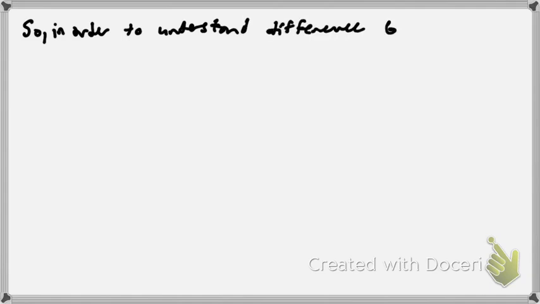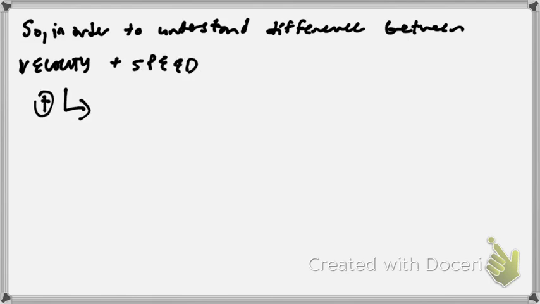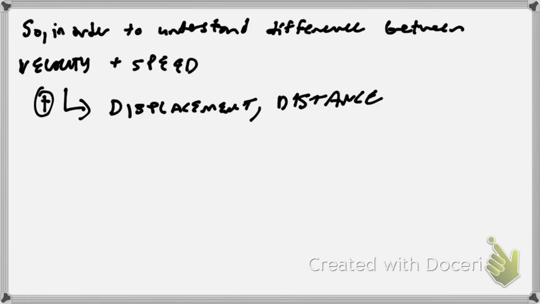So in order to understand the difference between velocity and speed, what you need to do is understand the difference between displacement and distance. All right, and so what is the difference?